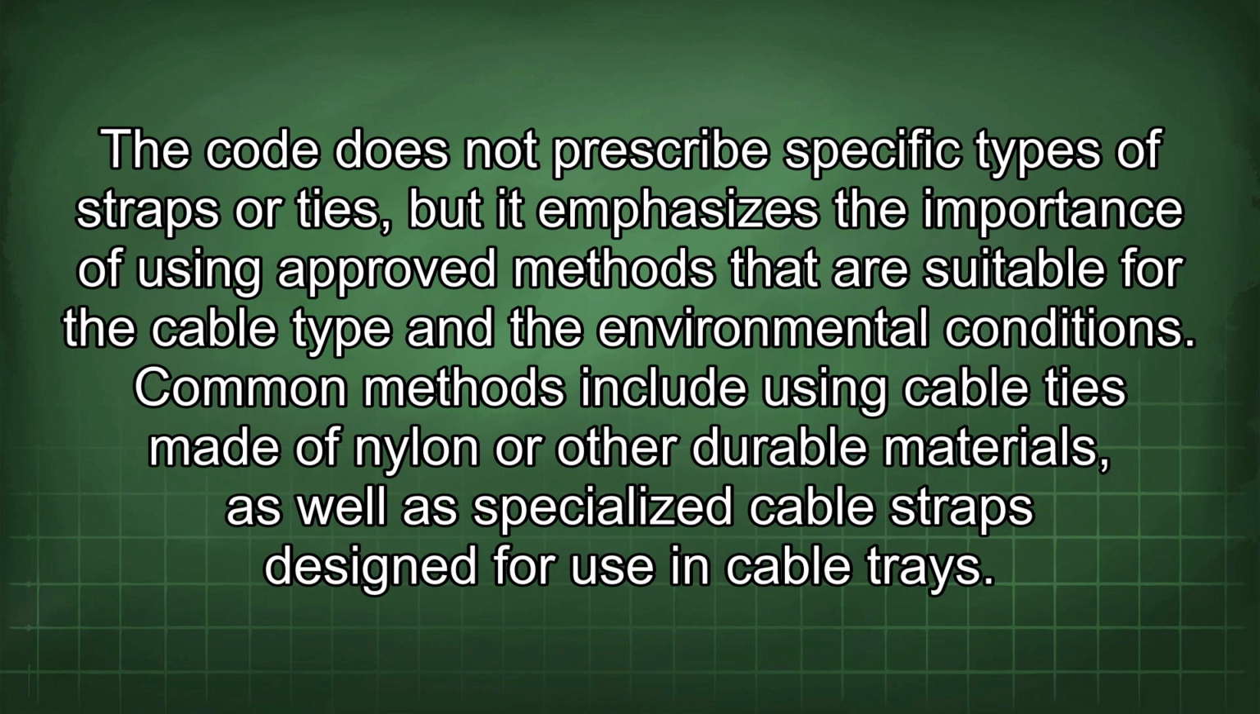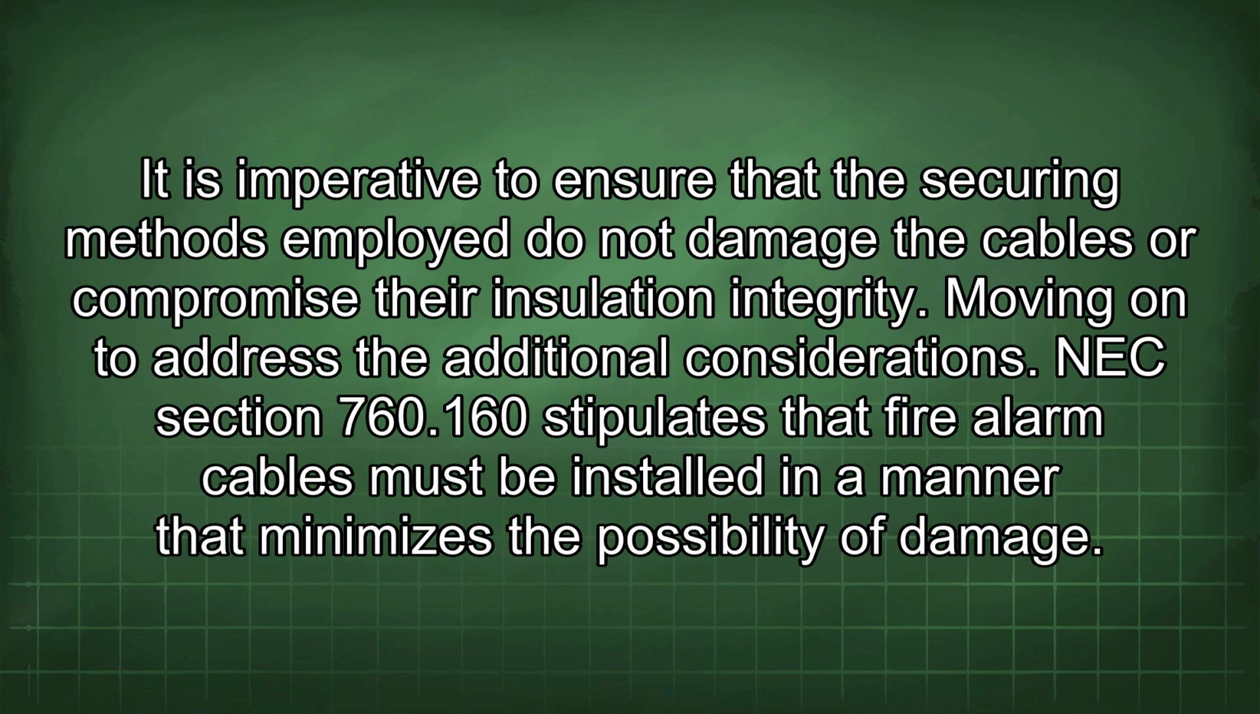The code does not prescribe specific types of straps or ties, but it emphasizes the importance of using approved methods that are suitable for the cable type and the environmental conditions. Common methods include using cable ties made of nylon or other durable materials, as well as specialized cable straps designed for use in cable trays. It is imperative to ensure that the securing methods employed do not damage the cables or compromise their insulation integrity.